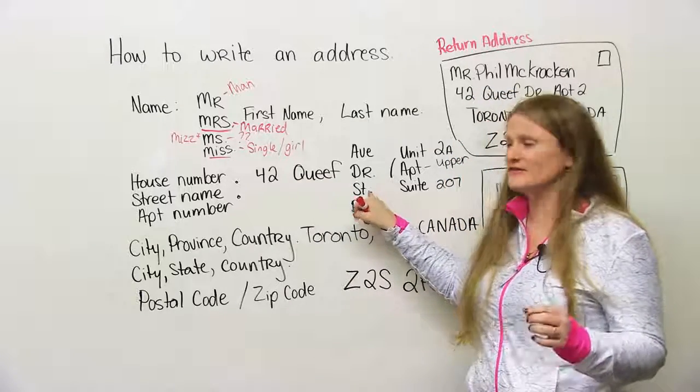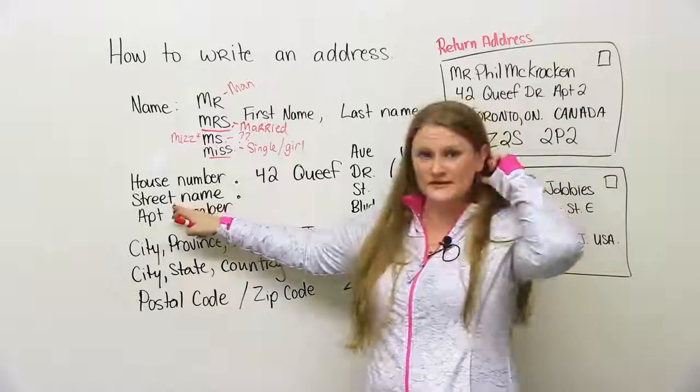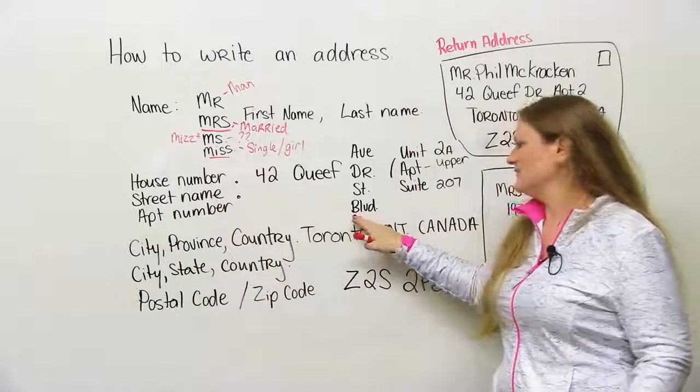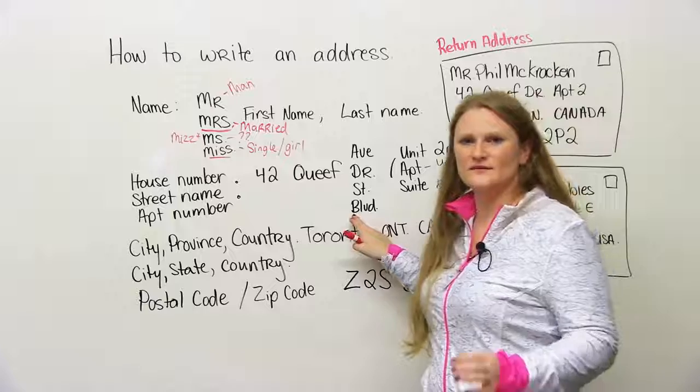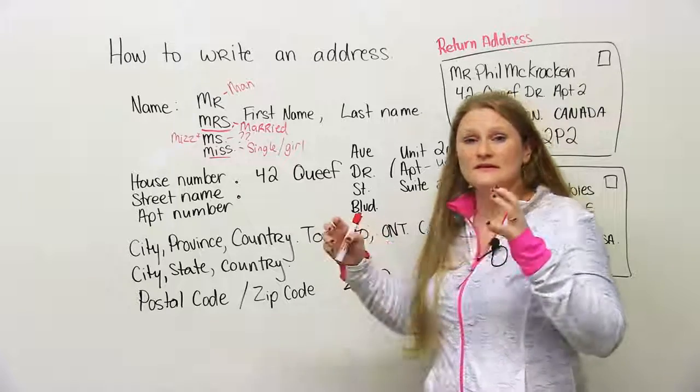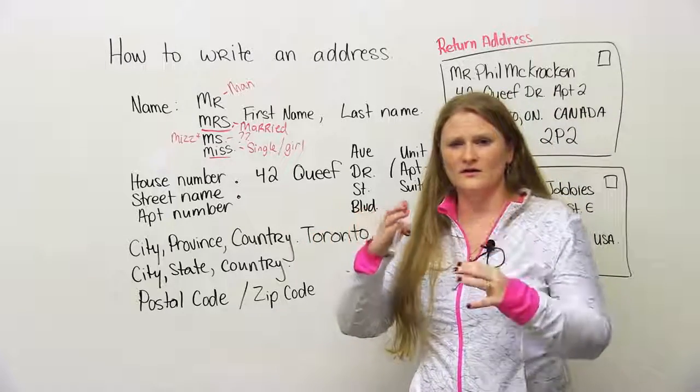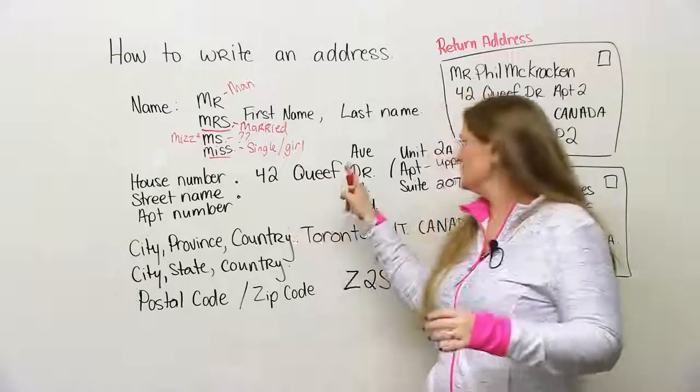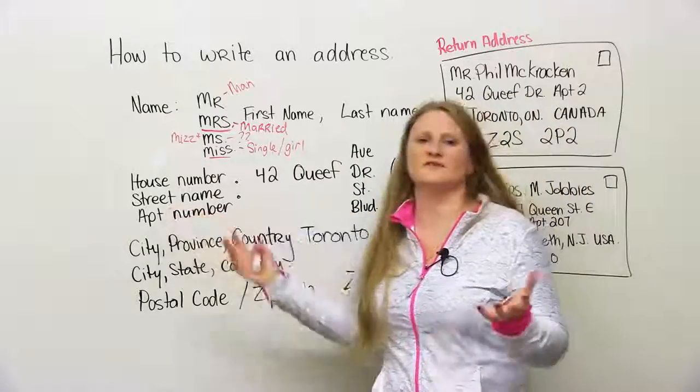ST is the short form of actually street. And then we have this boulevard, which is another word for street. So in North America, all of these symbols just represent a street, okay?